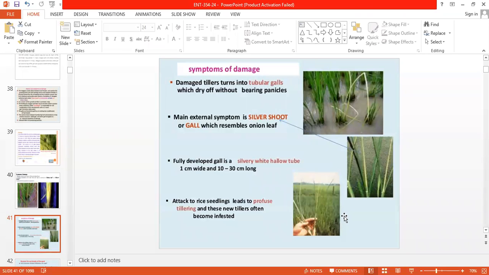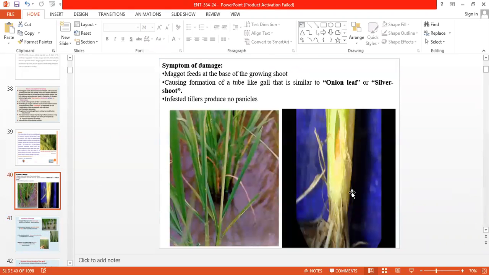Due to such damage, the tillers do not produce panicles, so there is an adverse effect on the yield. In the infested shoot, we can see the maggot of the gall midge, which is mainly yellowish in color, inside the base of the stem portion of the paddy.